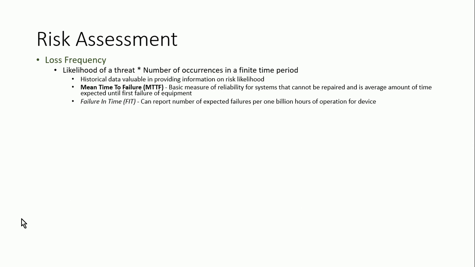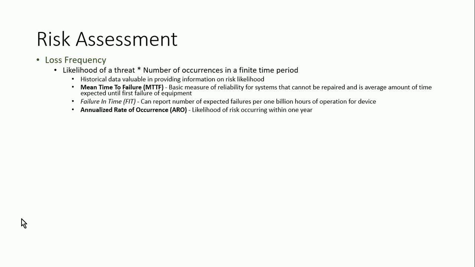Failure in time is another number. It can report the number of expected failures per 1 billion hours of operation for a device. So some devices will give you a failure in time rating. And then an annualized rate of occurrence is the likelihood of the risk occurring within 1 year.